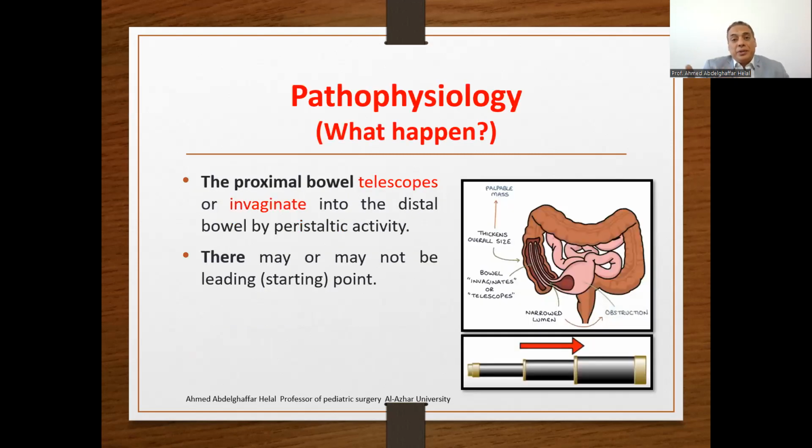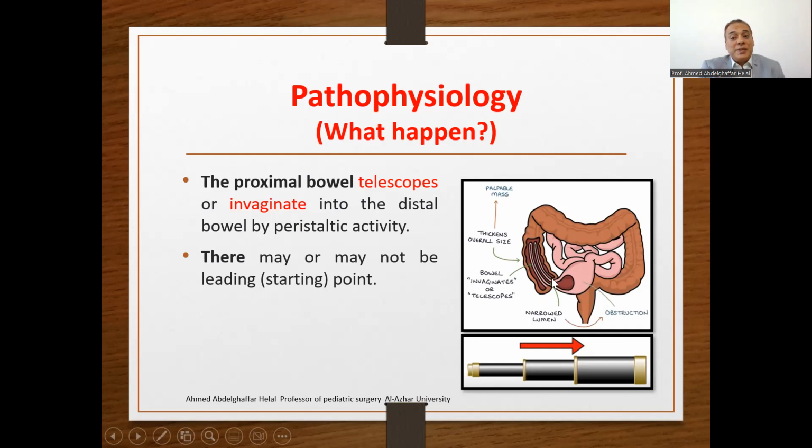Pathophysiology. What happens? Normally, peristalsis is present, pushing the food content inside the bowel from proximal to distal. Normally, there is no way for intussusception. The bowel contracts proximally and the distal relaxes. Then another segment contracts, followed by relaxation. So what happens? The proximal bowel telescopes or invaginates into the distal bowel by the peristaltic activity.